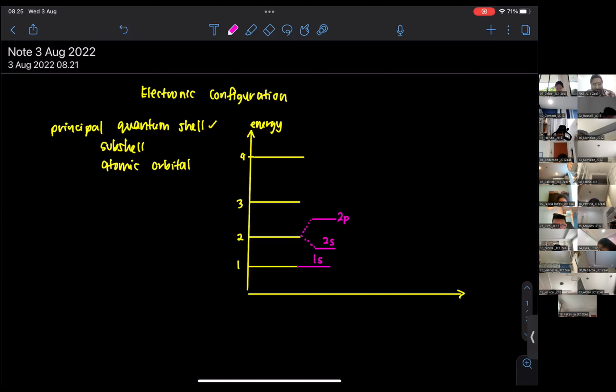Similarly, you know that principal quantum shell number 3 can be divided into 3. So I am going to do the same thing over here. It is divided into 3. This is going to be 3s, this is going to be 3p, and this is going to be my 3d. And you see each of them has energy gaps.